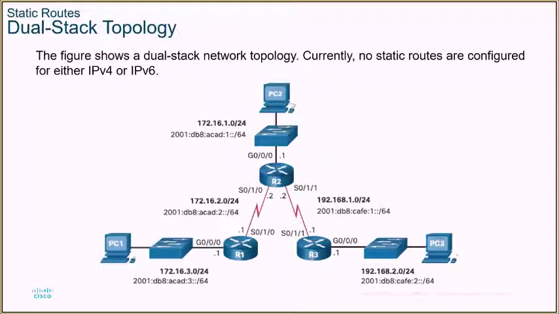All right, so we've got a topology here that we're going to look at. It's dual stack, meaning there's both IPv4 and IPv6. There are currently no static routes configured for either of those protocols, and so each of these routers only knows their directly connected networks at the moment. So PC1 will not be able to ping PC2 or PC3. We do not have connectivity yet because router 1 doesn't know about the networks that are not directly connected, and so on. Router 1 and router 3 only know 2 networks, router 2 knows 3 networks, but of course there's 5 networks, so none of them know everything.